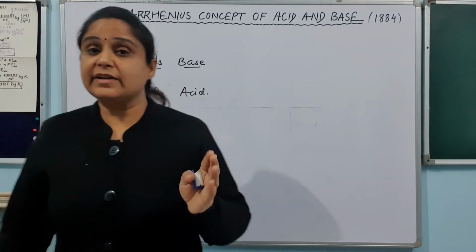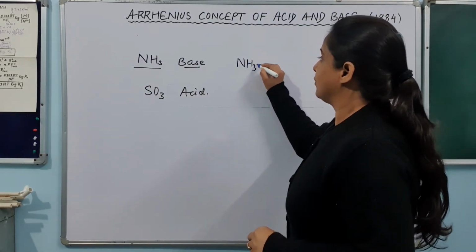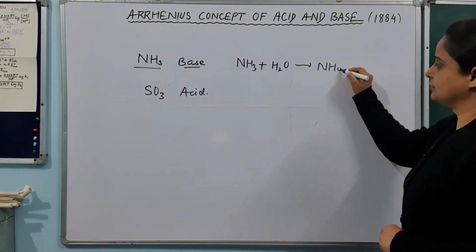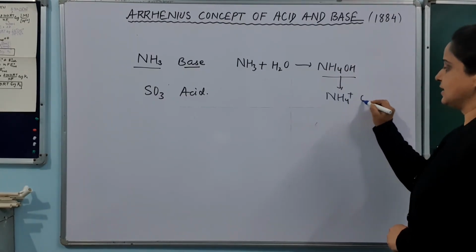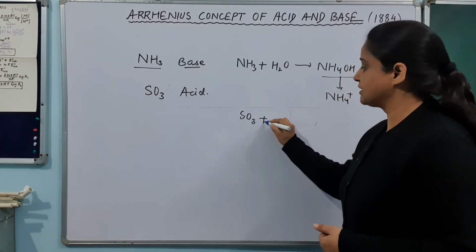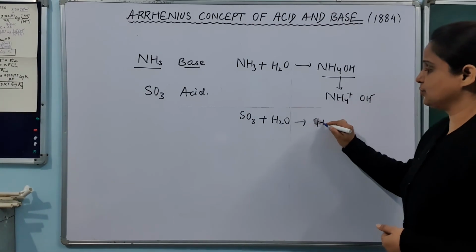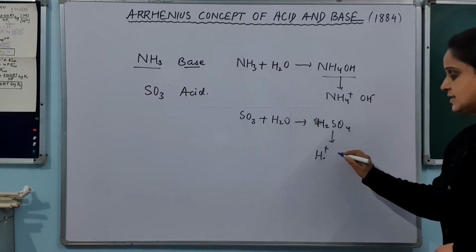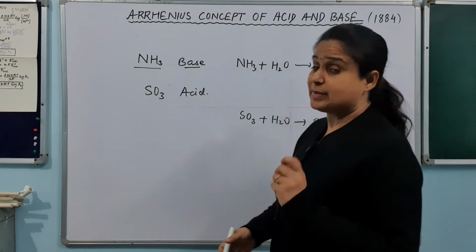On the other hand, if I dissolve them in water, I can explain it. If I dissolve ammonia in water, it will form NH4OH, and now this can dissociate into NH4 plus and OH minus. So okay, we can explain it. In the same way, if I dissolve sulfur trioxide in water, it will form H2SO4. Now this can dissociate into H plus and sulfate ion. So this can be explained, but only in the presence of water.